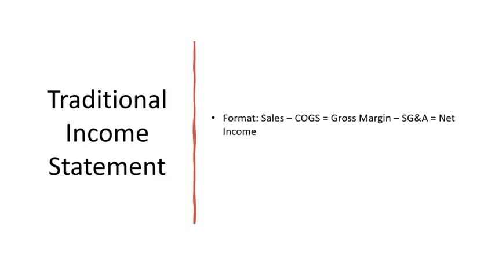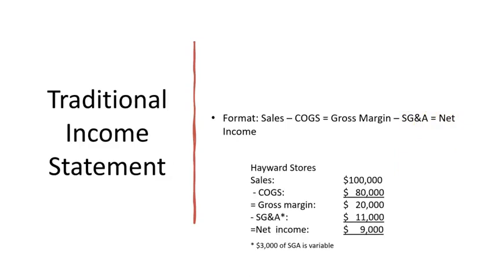Last up, let's talk income statements. Here's the traditional format. It's what you see in most financial reports. Sales minus cost of goods sold equals gross margin, minus SG&A, equals net income. Here's an example of this with Hayward Stores. They have sales of $100,000, cost of goods sold of $80,000, equals gross margin or gross profit of $20,000. SG&A of $11,000 equals net income of $9,000.